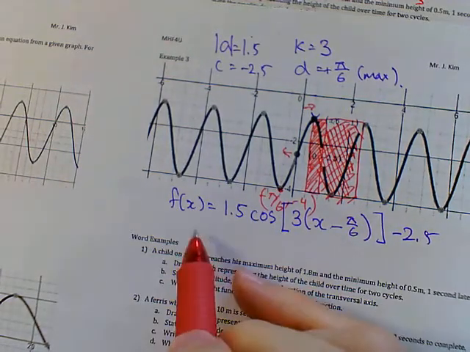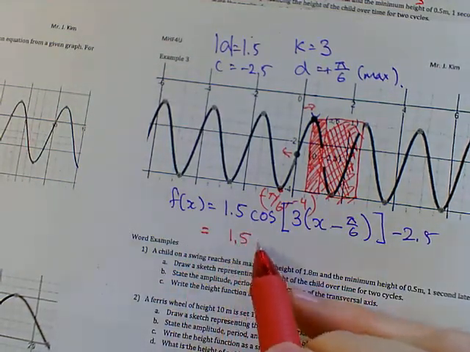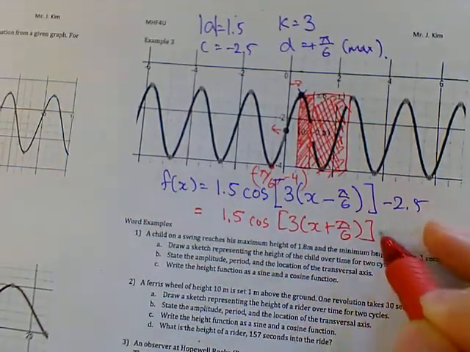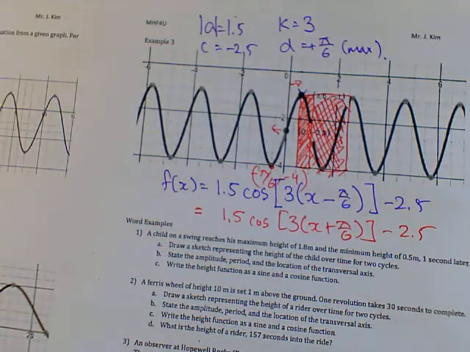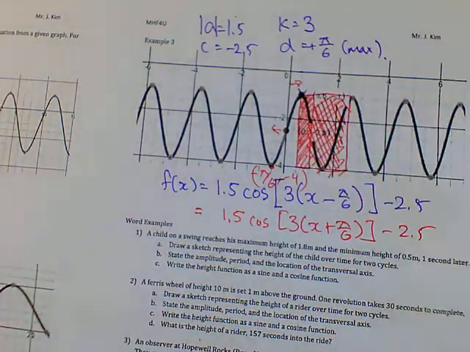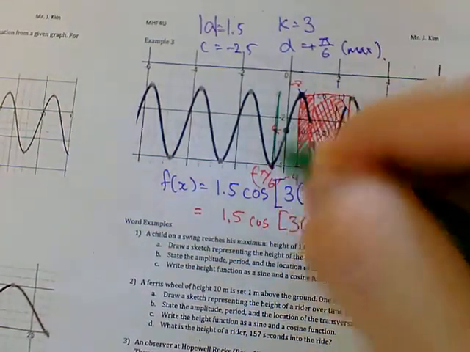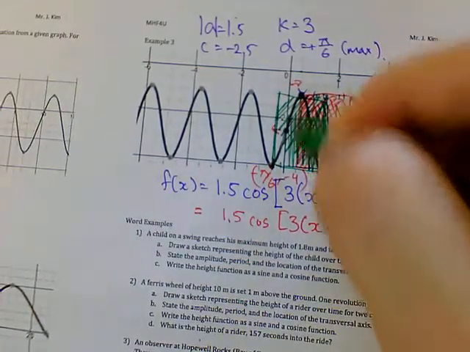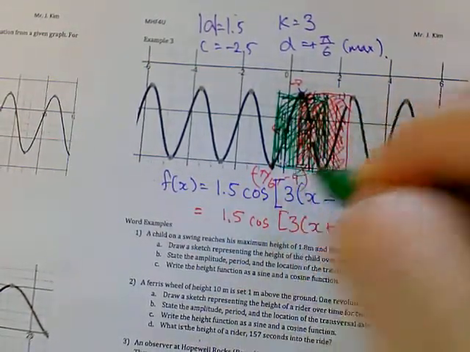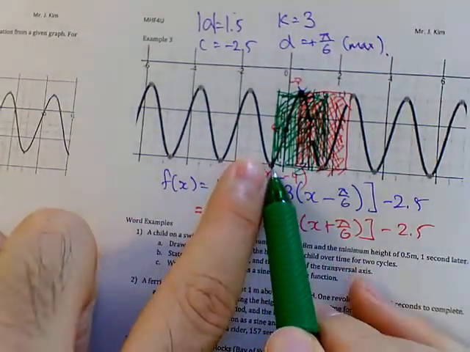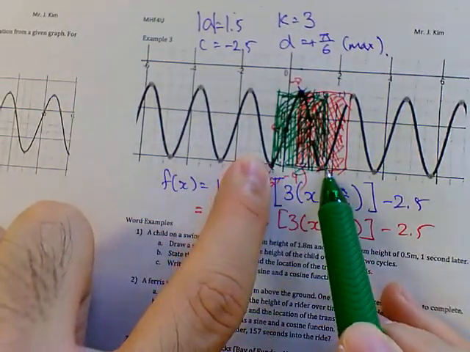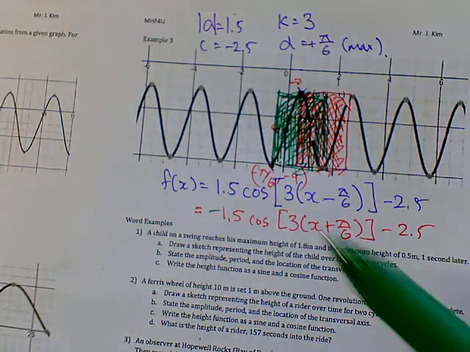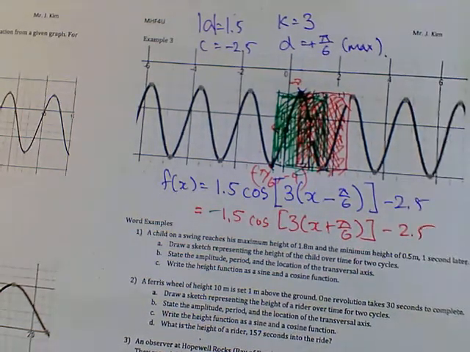So if you wrote to me that it's 1.5 cosine 3x plus pi over 6 minus 2.5, you would be correct, except, let me use green, you've started your curve right here and finished here. That's an upside down cosine. So there would be a negative. There's literally a million different answers you can give me, and they're all correct.